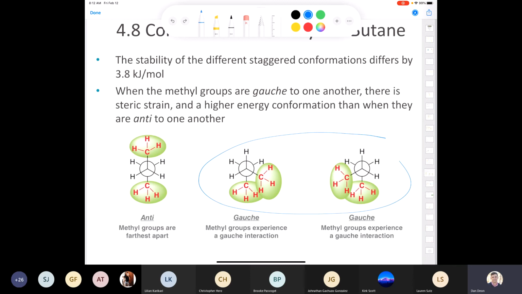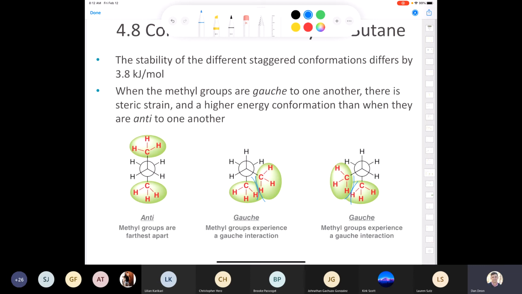Those two other staggered conformations, where the methyl groups are close together and there's some blocking, what we call steric hindrance, we call a gauche conformation. So you need to know the difference between an anti-conformation and a gauche conformation. The slide says the stability of the different staggered conformations differs by 3.8 kilojoules per mole. Again, I'm never going to ask you to memorize these numbers and to quantify anything. You just need to understand the rationale as to why these two would be higher energy staggered conformations than this one. And it's simply because of the steric hindrance of these big methyl groups coming close to each other.